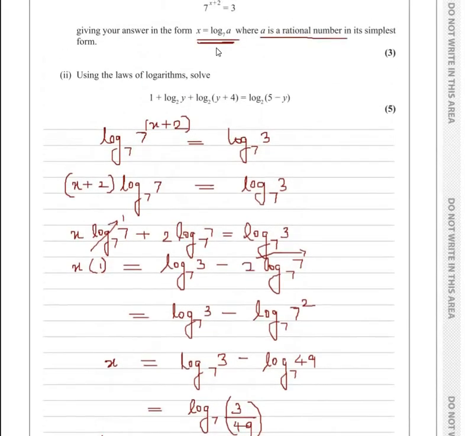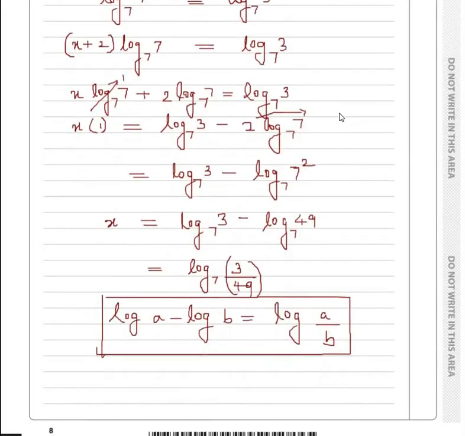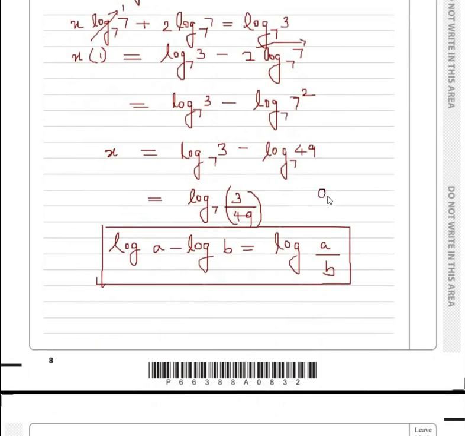As you can see, we have now got the answer in the form log a to the base 7, and a is a rational number. A is a rational number in the sense it should be of the form 2 by 3. We can see our a is in the rational form. We have 3 over 49, which is a rational number. So the answer is 3 over 49.